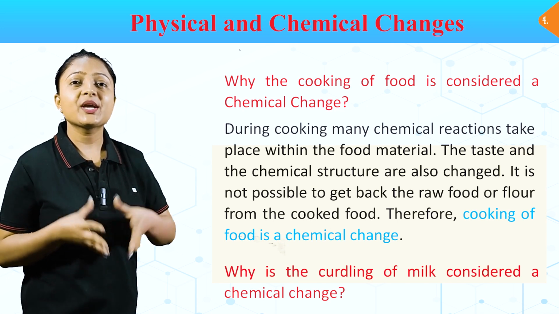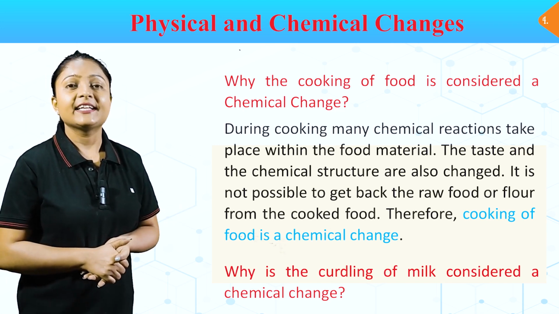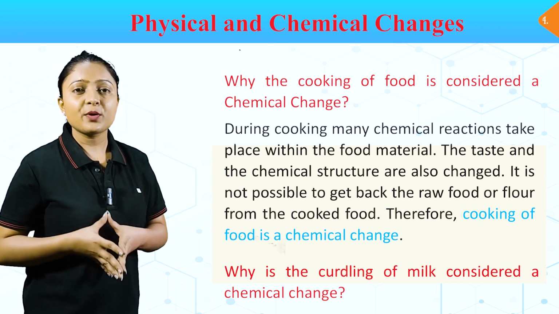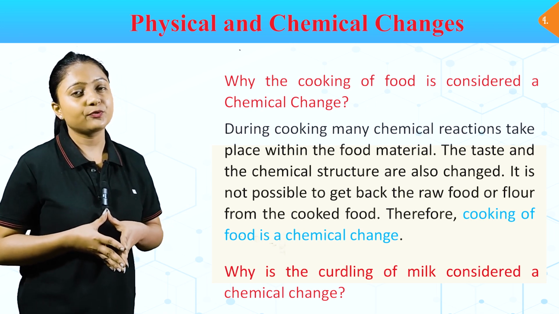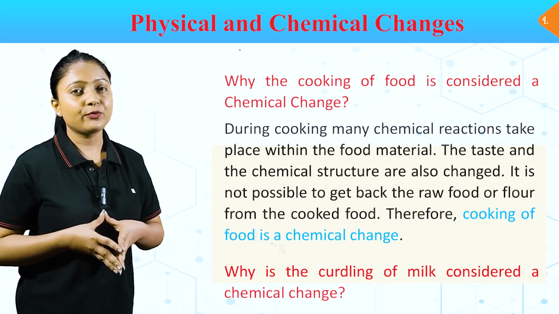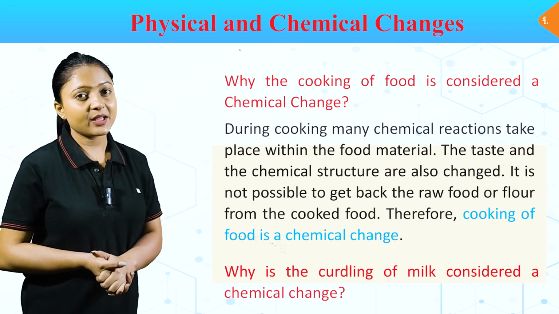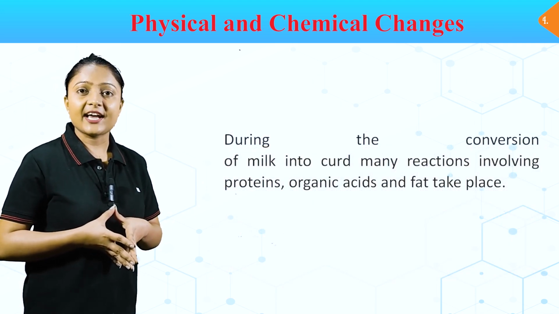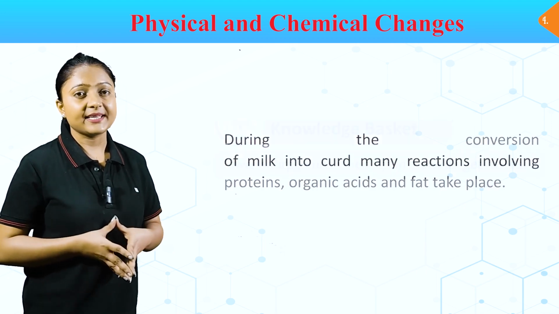During cooking, many chemical reactions take place within the food material. The taste and the chemical structure are also changed. It is not possible to get back the raw food or flour from the cooked food. Therefore, cooking of food is a chemical change. Why is the curding of milk considered a chemical change? During the conversion of milk into curd, many reactions involving proteins, organic acids and fat take place.